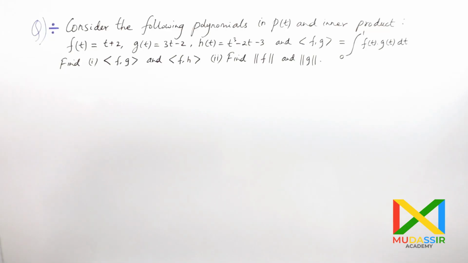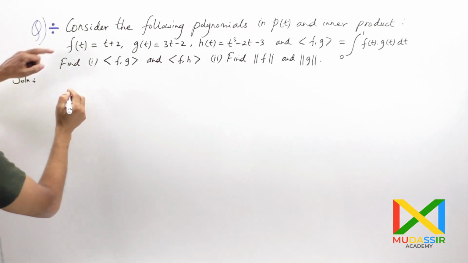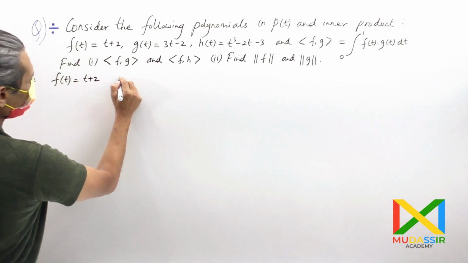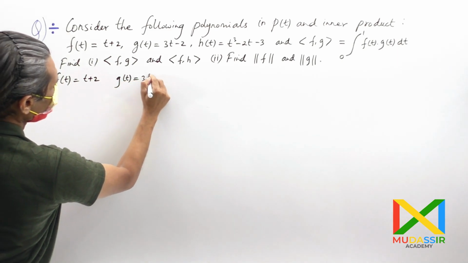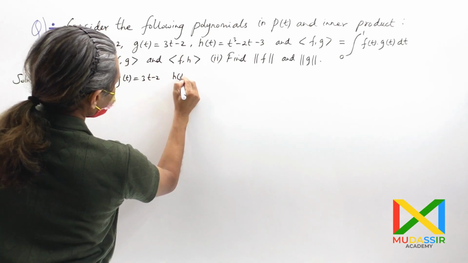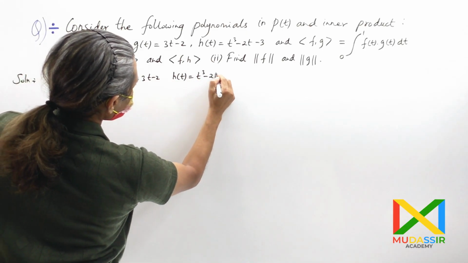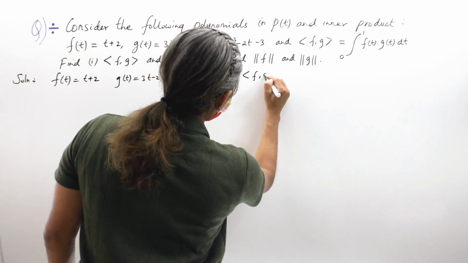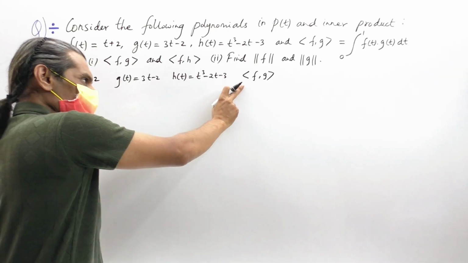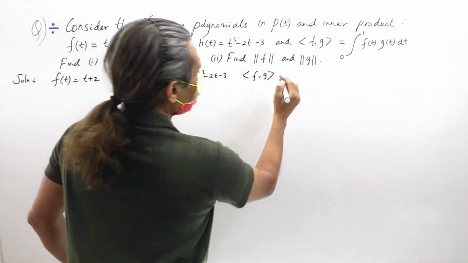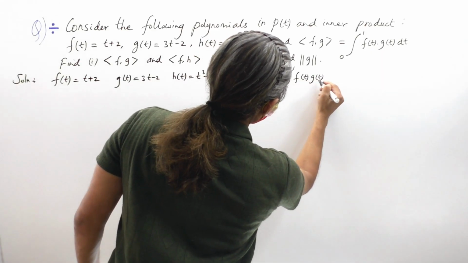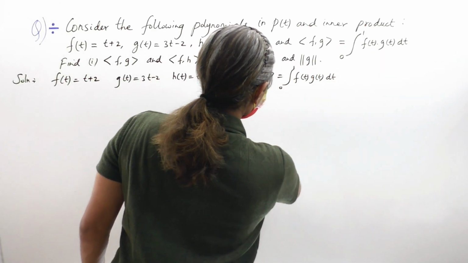Okay, so let's solve this in the most simplest way possible. So first I write the given data here. So we have the solution. The given data is the polynomials f of t equals t plus 2, g of t equals 3t minus 2 and h of t equals t cube minus 2t minus 3, and the inner product of f comma g. These angle brackets are called inner products. It equals the integral from 0 to 1 of f of t times g of t dt. So we have the definition here of this inner product.